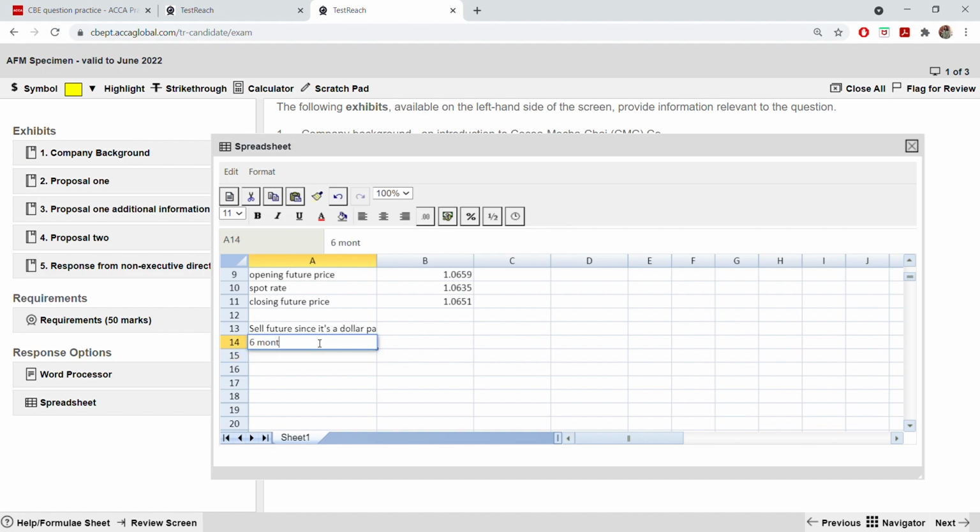6 month expiry. These points you need to write. You're getting point marks for this. These are not optional things. 6 month expiry because wants to hedge for 4 months, or in 4 months time.